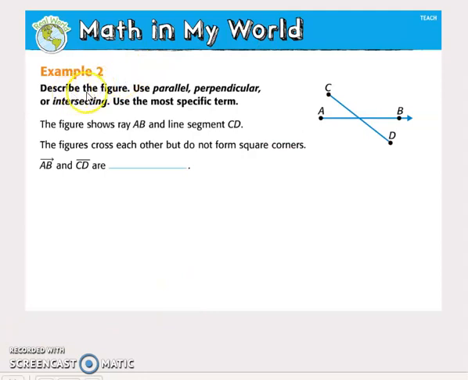Okay, example 2. Describe the figure. Use parallel, perpendicular, or intersecting. Use the most specific term. So what that means is if it's perpendicular, we don't want to say they're intersecting. We want to actually use perpendicular. So the figure shows ray AB and line segment CD. The figures cross each other but do not form square corners or 90 degrees. So ray AB and line segment CD are intersecting.